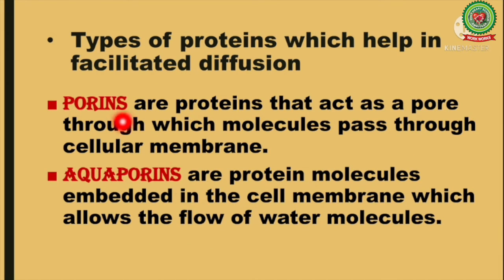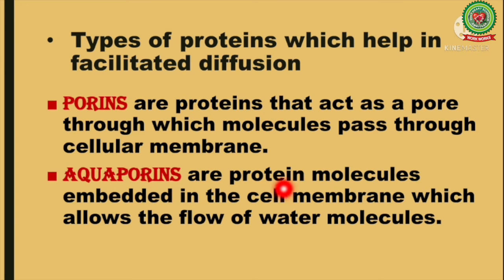Now discussing types of proteins which help in facilitated diffusion. Porins and aquaporins. Porin means pore. Porins are proteins that act as a pore through which molecules pass through the cellular membrane. Aquaporins. Aqua means water and porin means pore.